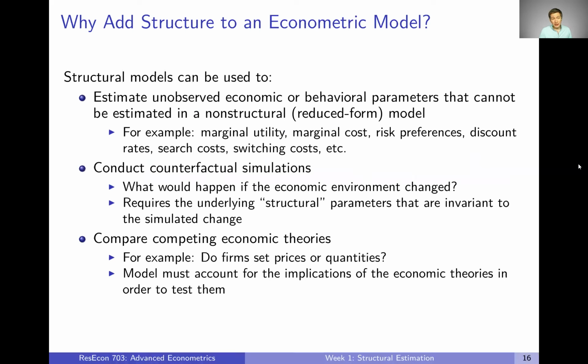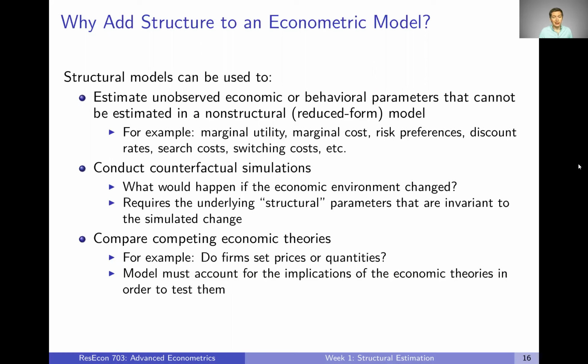So there are a few reasons that you might want to add structure to an econometric model. This list is not exhaustive, but it's meant to illustrate some of the top examples. And in your specific context, in your own research, you might have very different reasons for adding structure. But one of the big ones is to estimate some unobserved economic or behavioral parameters that just can't be estimated in a non-structural reduced form model. So something like marginal utility.